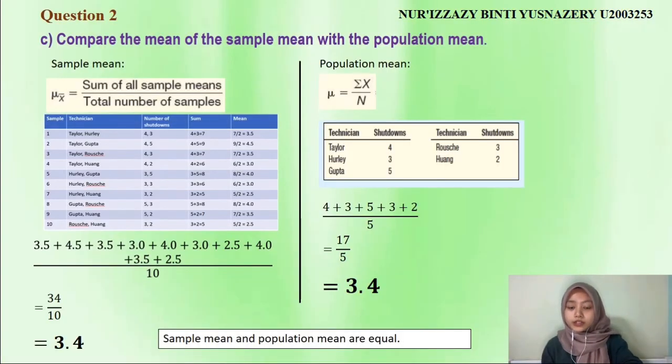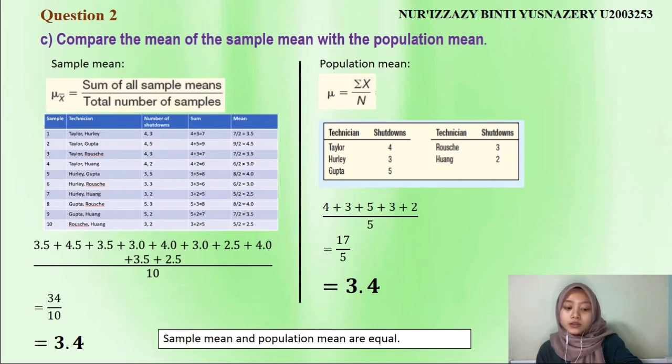So for question 2c, compare the mean of the sample means with the population mean. I have put the sample mean and the population mean in the formula. For the sample mean, you need to sum up all of the sample means that we calculated in the previous question and divide by 10, because there are 10 different samples in the table. And then the final answer is 3.4 for the sample mean. Next, you need to calculate the population mean. You need to sum up all of the number of shutdowns of each technician and divide it by 5, because there are 5 technicians in the table, right?